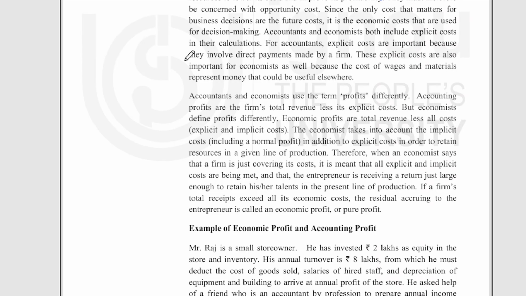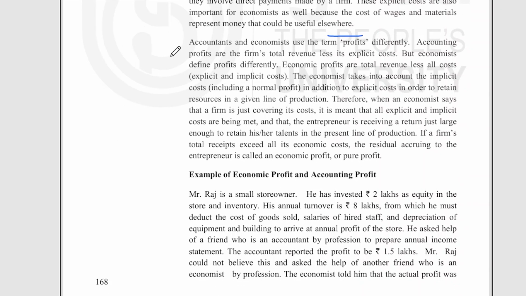For accountants, explicit costs are important because they involve direct payment made by a firm. These explicit costs are also important for economists as well, because the cost of wages and material represent money that could be used elsewhere. And accountants and economists use the term profit differently. Accounting profit is total revenue less its explicit cost, but economists define profit differently. Economic profit is total revenue less all cost, and the economist takes into account the implicit in addition to explicit cost in order to retain resources in the given line of production.